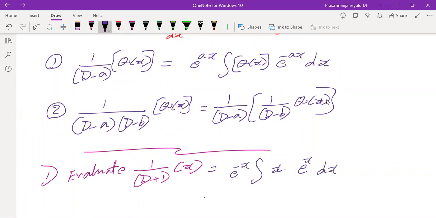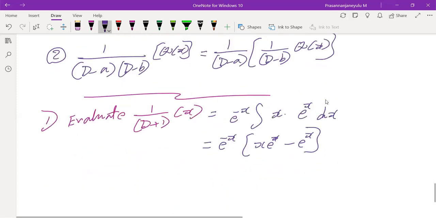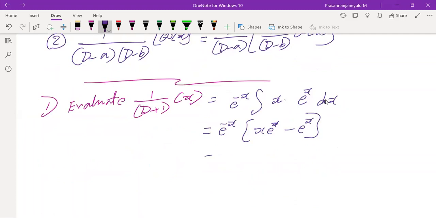Okay, what is the integration of x into e power x? X into e power x minus e power x. This we already have as a formula using integration by parts. If we do the simplification, what are we going to get? The first term is x into e power minus x into e power plus x, which is 0, minus, what is the second term? Minus 1, e power 0, nothing but 1 only. So this is the value of 1 by d plus 1 of x.